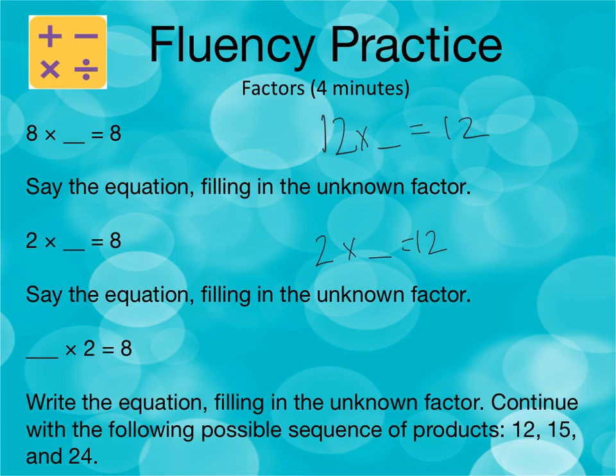Hey boys and girls, now we're going to do another set. 12 times blank equals 12. What times 12 equals 12? Correct. 1 times 12 equals 12. 2 times blank equals 12. What times 2 will equal 12? Type your number in the box. Correct. If you typed in 6, you are correct. 2 times 6 equals 12.